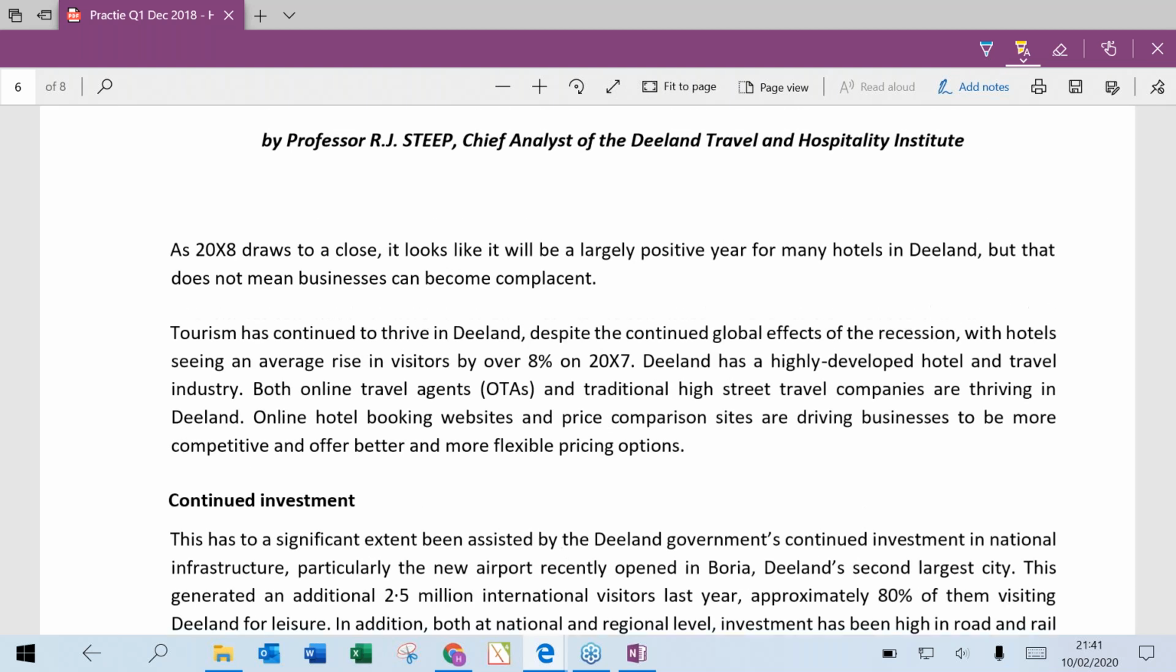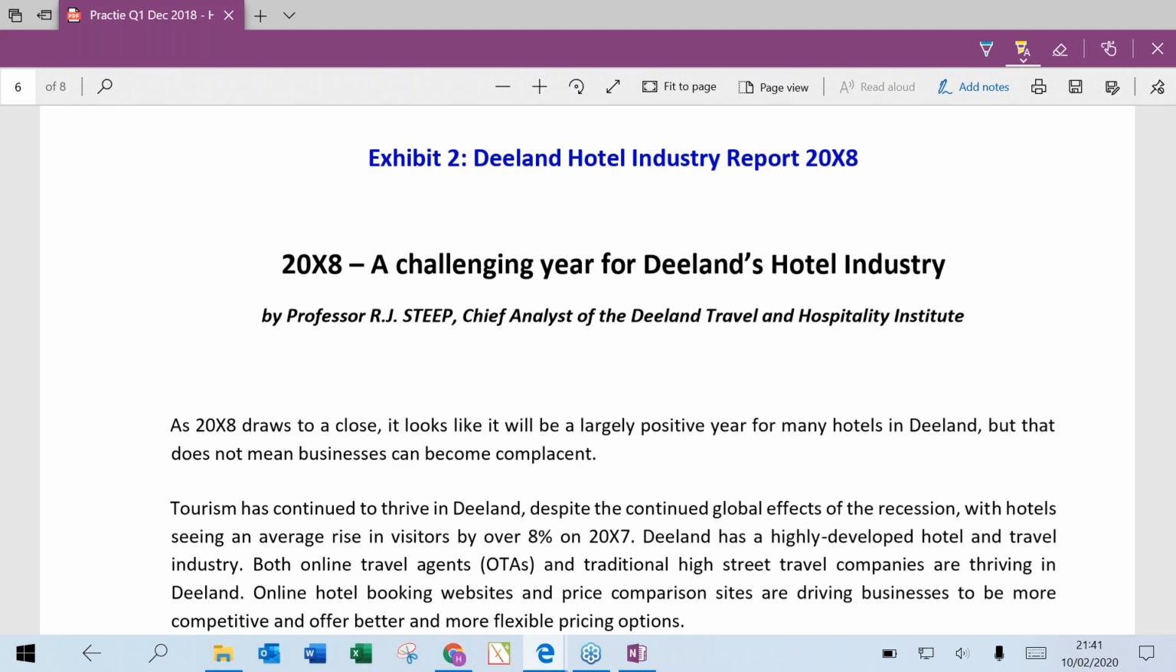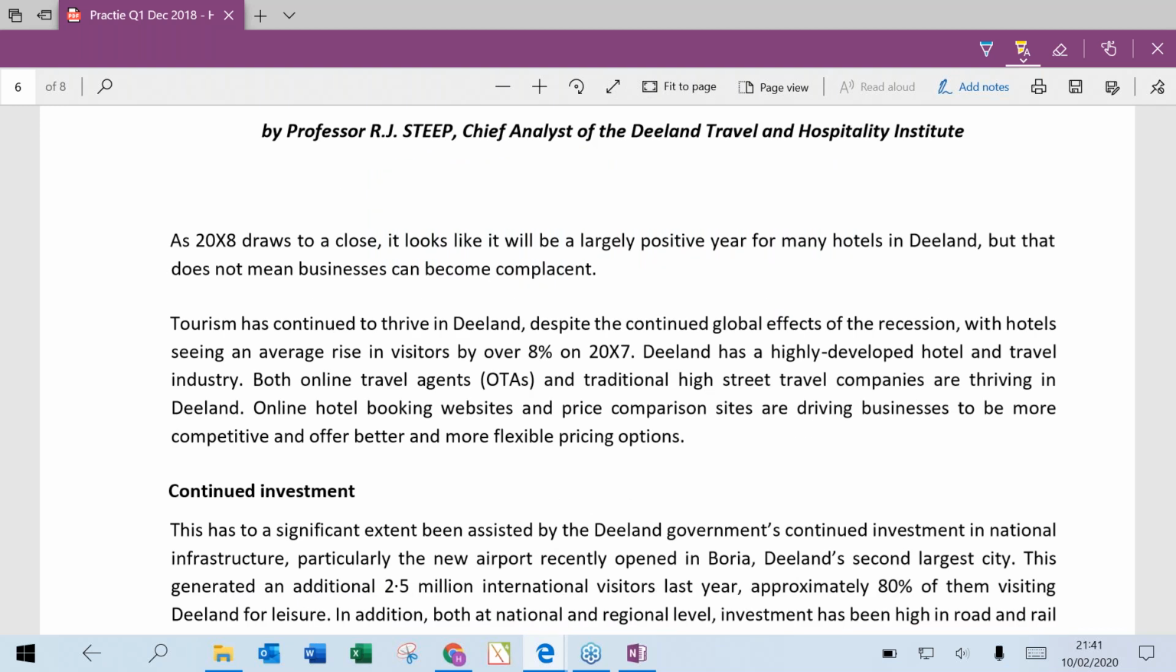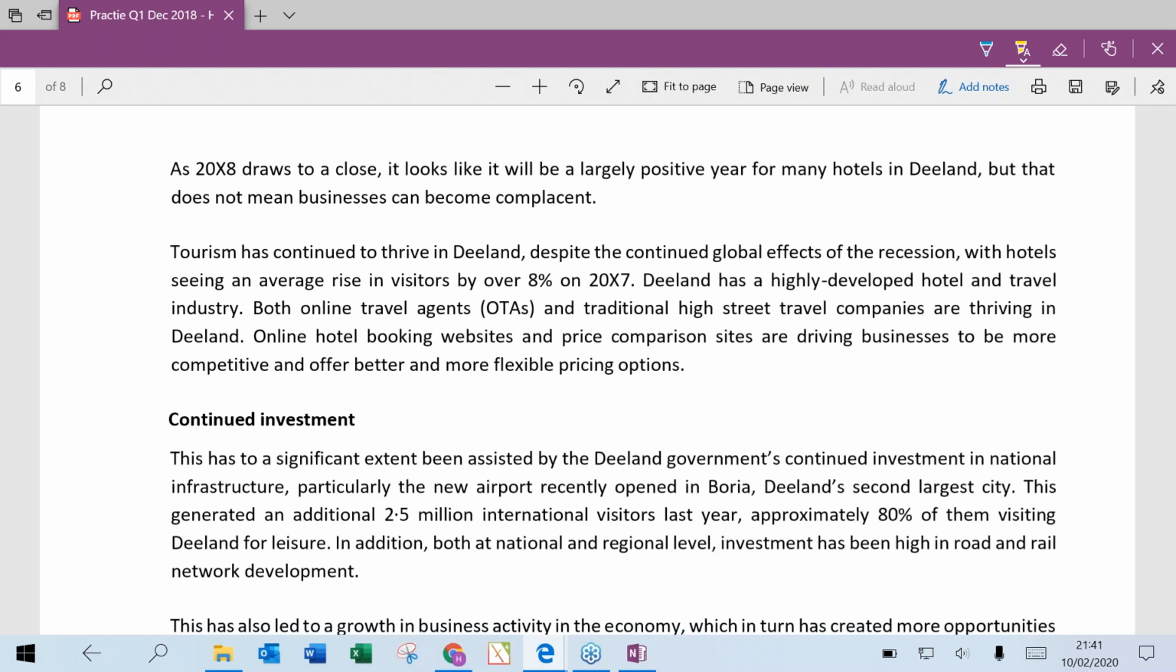So Exhibit 2 is a hotel industry report by Professor blah blah blah of some institute, right? So he's talking about the tourism or the hotel industry. You think the hotel industry is important for us? What kind of question is that? Absolutely yes. So let me quickly highlight some information.